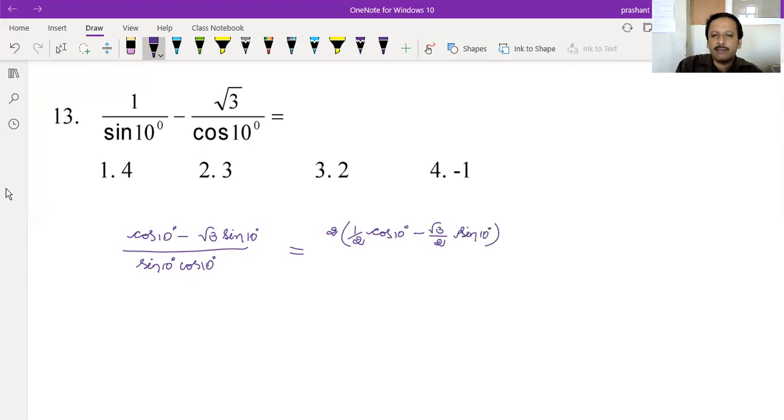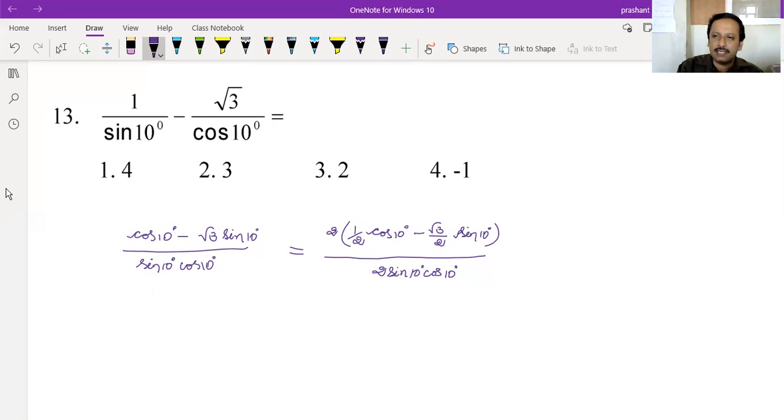Okay. So when I multiply and divide by 2, we are going to get 2 into 1 by 2 cos 10 degree minus root 3 by 2 sine 10 degree. Here, sine 10 cos 10 is there. I want to have 2 because sin theta cos theta is there. If I have 2, then it will become 2 sin theta cos theta, for which we have a formula.